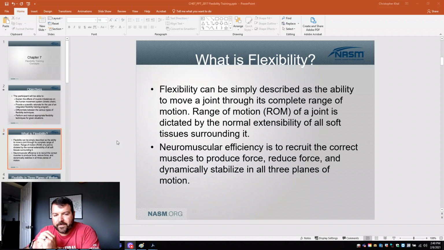and so forth. And then the neuromuscular efficiency is to recruit and connect the correct muscles to produce force, reduce force, and dynamically stabilize on all three planes of motion.